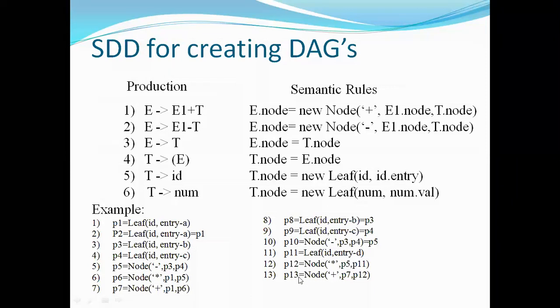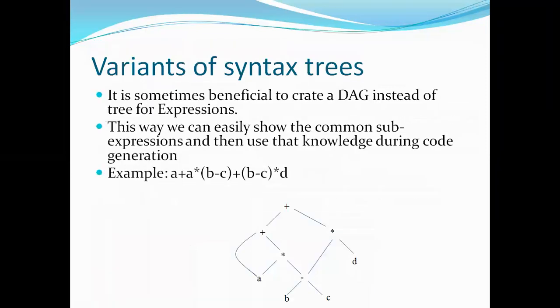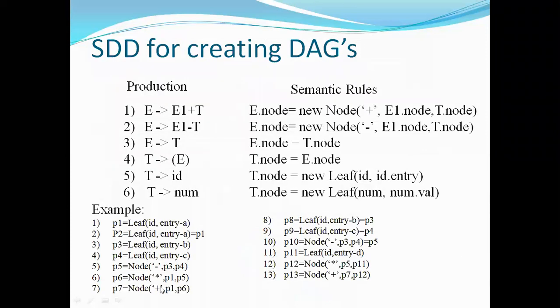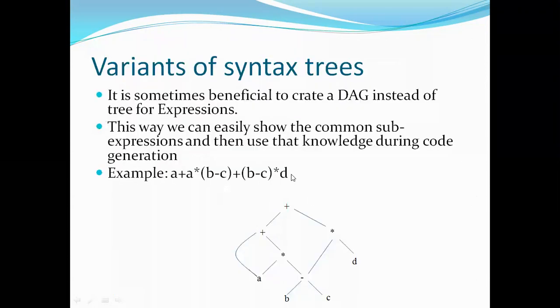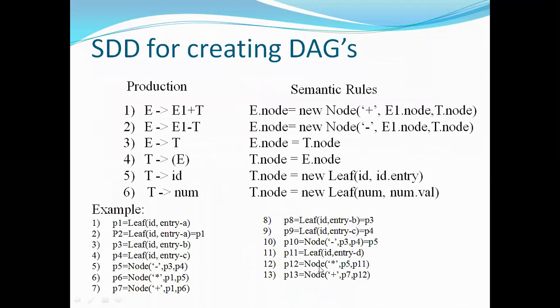And finally, the two parts are completed. The left hand side part and the right hand side part are completed in the given expression. Now I need to combine these two parts with the operator plus. The overall left hand side part was stored in pointer P7, and the overall right hand side part was stored in pointer P12, right? So now what is P13? P13 is node of plus comma P7 comma P12. P7 means this one and P12 means this one, right?